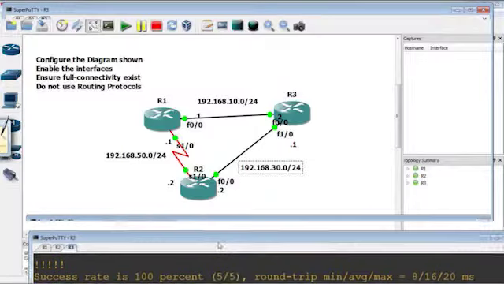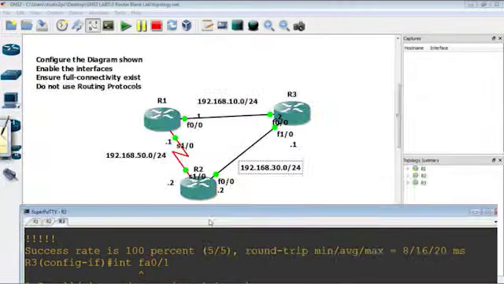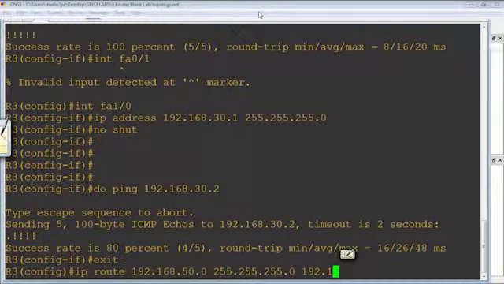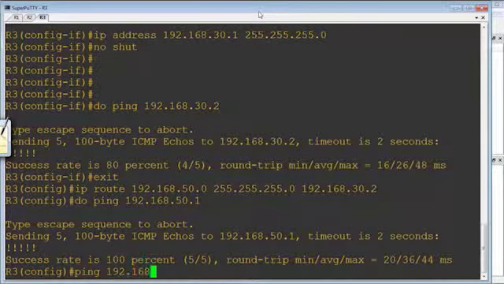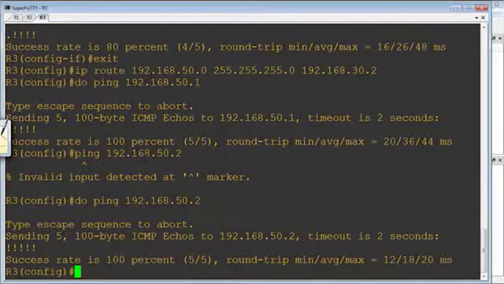Just make sure here it's right. So we're going to go through router 2, which is 192.168.30.2. Much easier with routing protocols, which is our next lab. All right, now let's see if we can ping. And you've seen right there too that you have to use the do command in this mode.